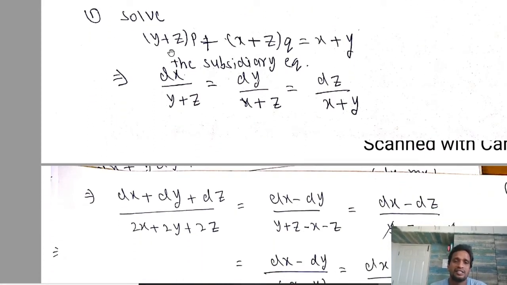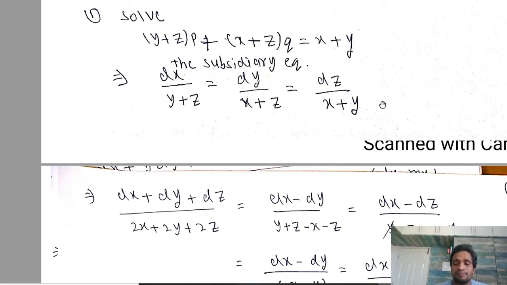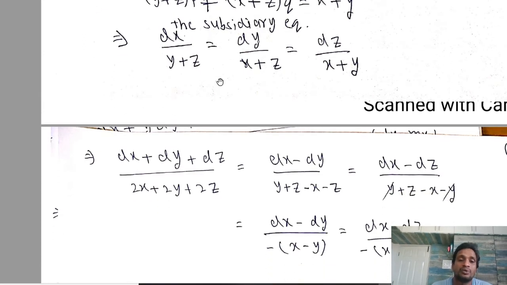Solve (y plus z) into p plus (x plus z) into q is equal to x plus y. Here it is in the form of capital P into p, capital Q into q is equal to R. dx by capital P we have to write, that is y plus z. dy by capital Q, x plus z. dz by R, that is x plus y. Now we have to integrate this equation.